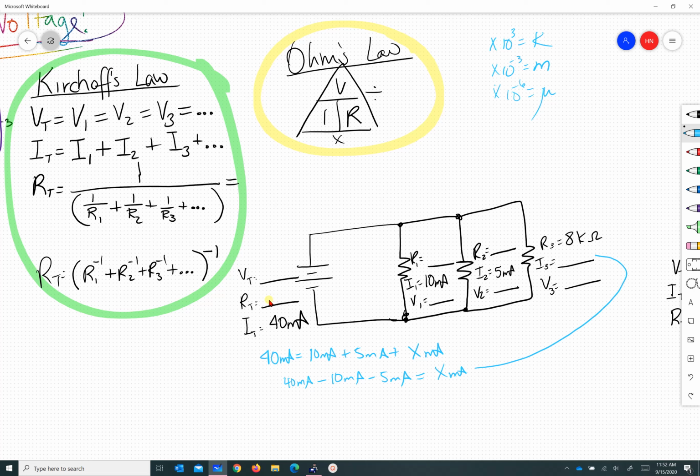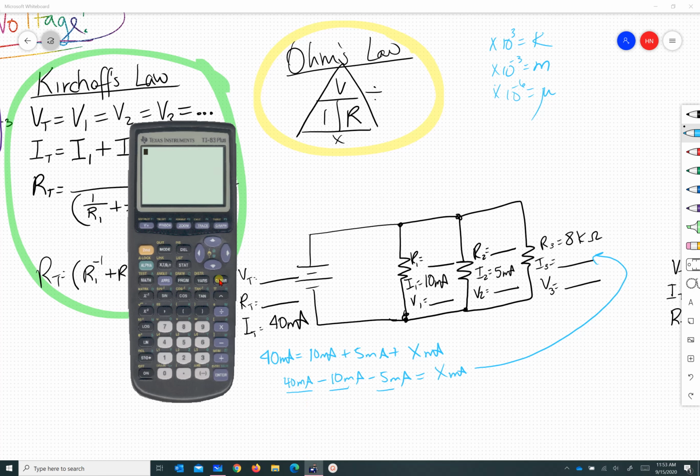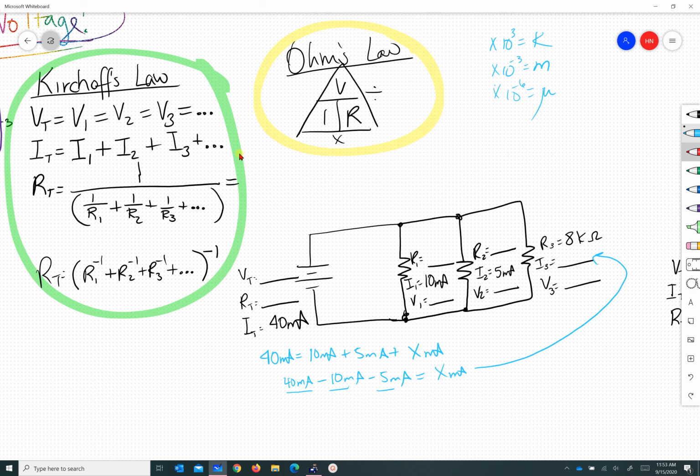That's going to go right there. So 40 minus 10 is 30, minus 5 is 25. Let's just double check, making sure we don't mess up on simple math. Since they're all milli, I'm just going to leave the units out. 40 minus 10 minus 5, that gives us 25. Very good. So yeah, 25 milliamps is the answer left for the unknown.